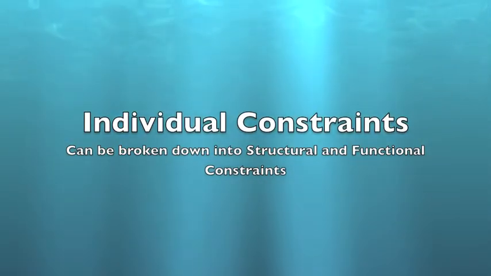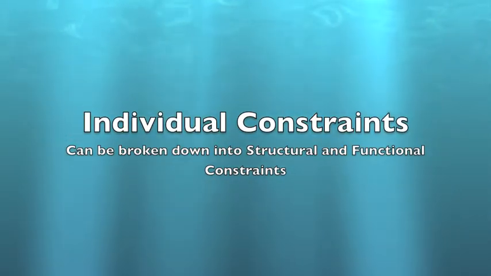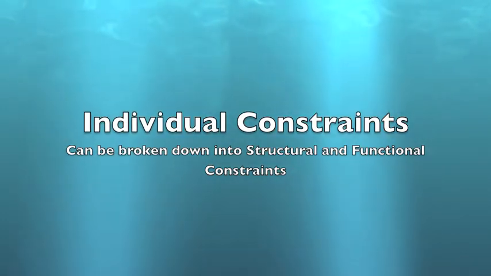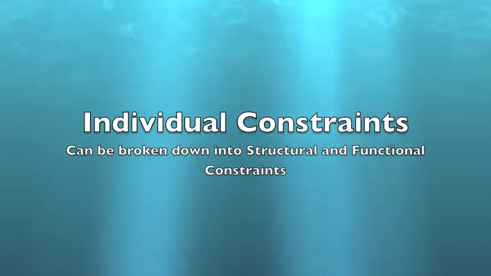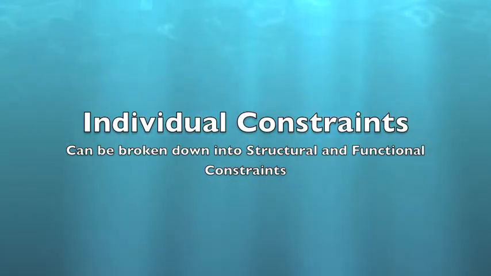Individual constraints can be broken down further into two categories: structural and functional. Structural constraints change slowly over time and are related to the body's physical structure. In order to demonstrate structural constraints, we have two participants. Jeremy is representing Team Maryland, while Brendan is representing Duke.